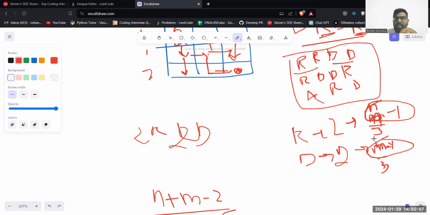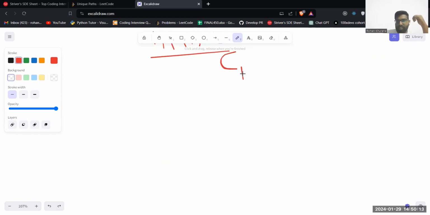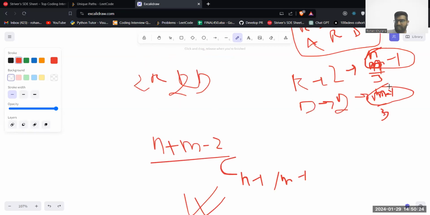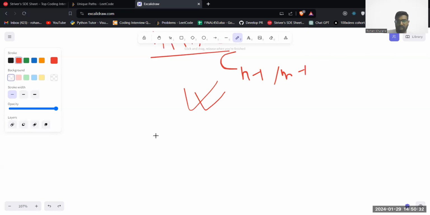Does it matter if we are taking n or we are taking m? It is going to be n minus 1 only. I can say that it can be n minus 1 or it can be m minus 1, whatever. The answer will be the same. Let's see what it is. What is n here? It is nothing but 3 plus 3 minus 2. It is nothing but 4. So 4. See, what is n? It is 3. So 2.